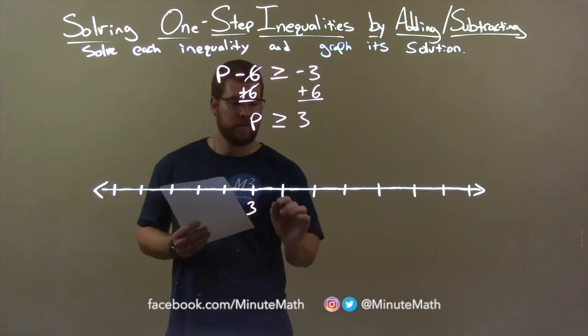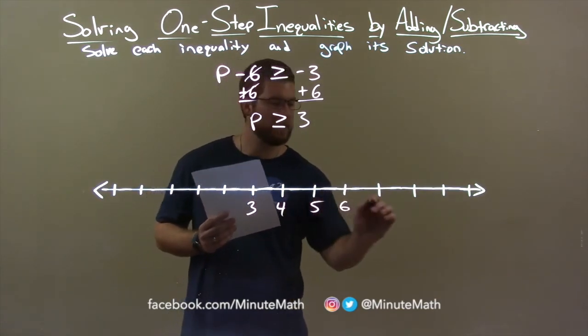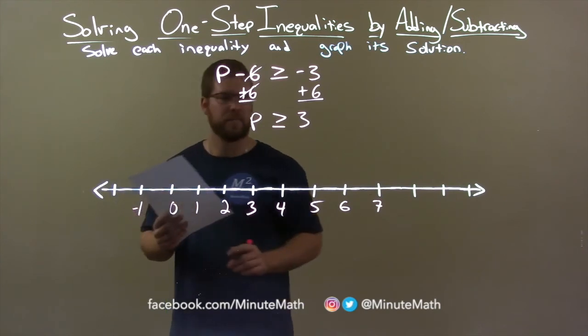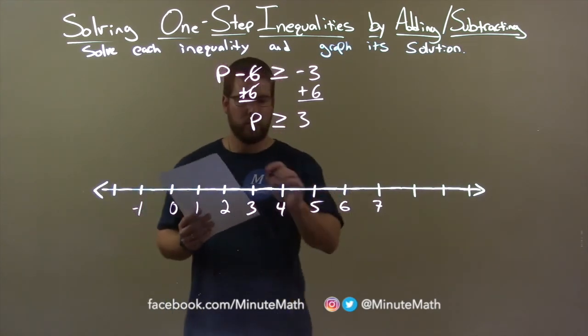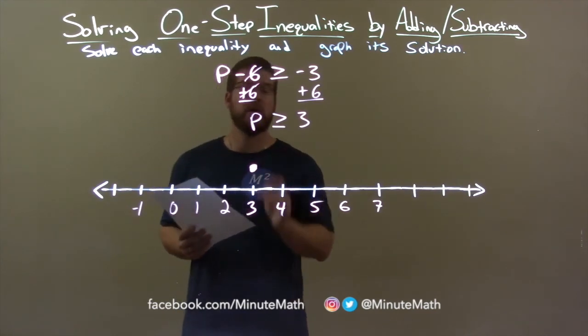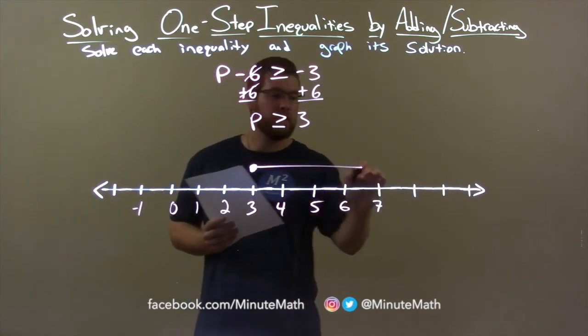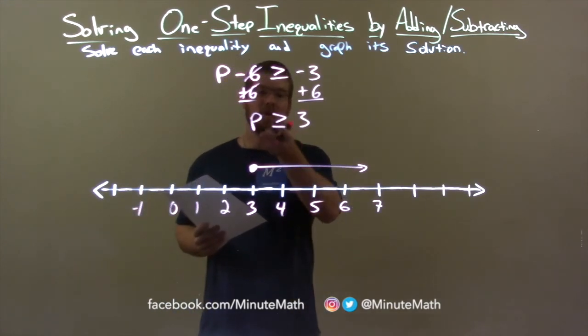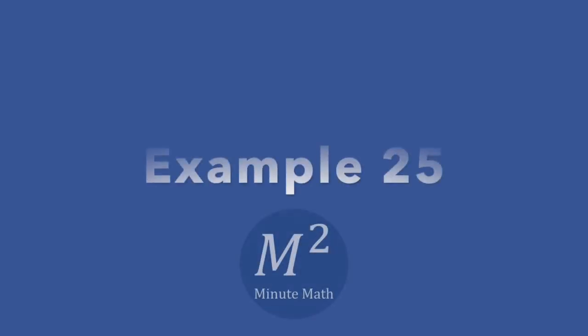Let's put a 3 here, 4, 5, 6, 7, and 2, 1, 0, negative 1. Since p can equal 3, we put a closed circle right there at 3. P is greater than 3, so the arrow goes to the right. And now we have our final graph for P is greater than or equal to 3.